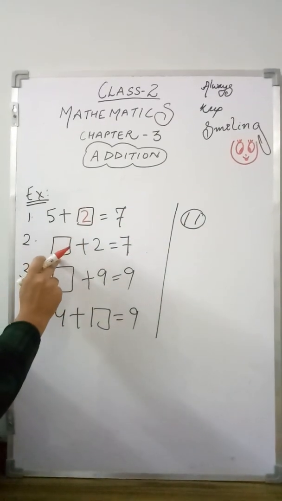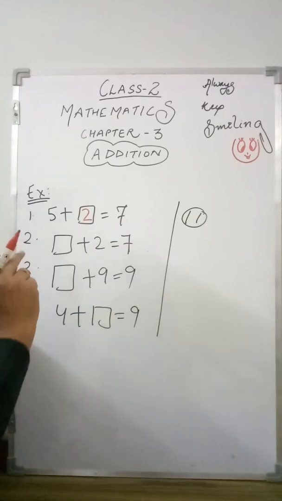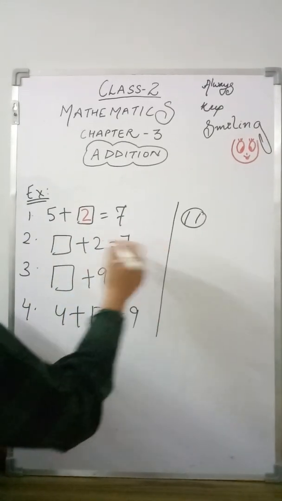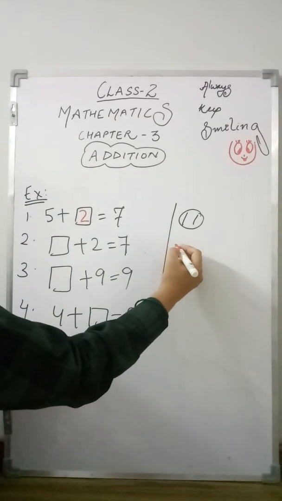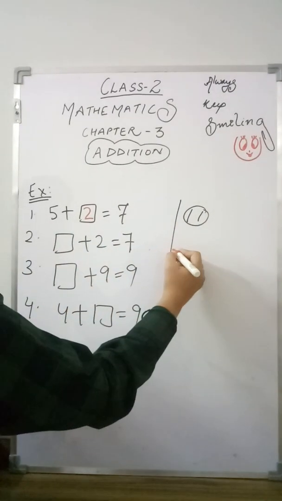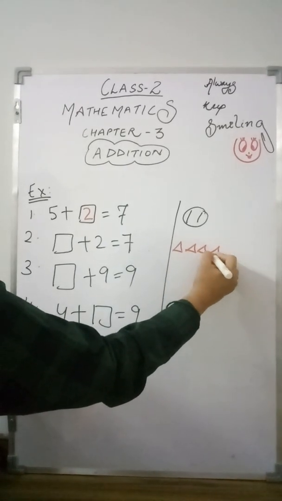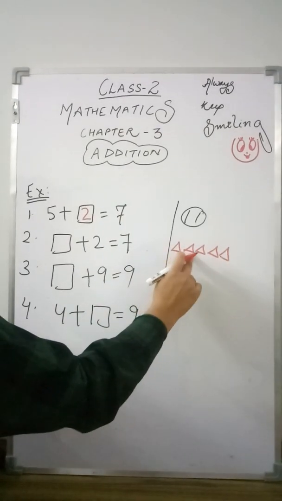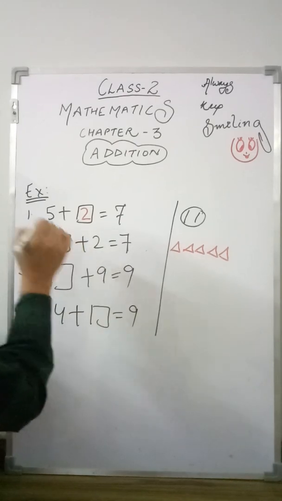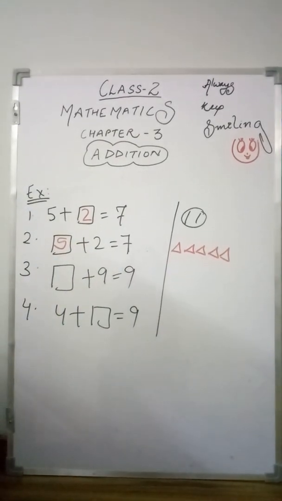Here again the first block is vacant, the second number is 2. Again you want to make a sum of 7. So after 2, let's count with slanting lines. This time I can use another method. Let's start drawing the objects. 3, 4, 5, 6, 7. Now count 1, 2, 3, 4, 5. They are 5. Right.